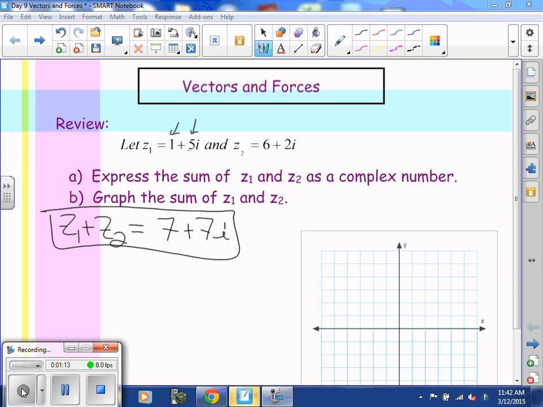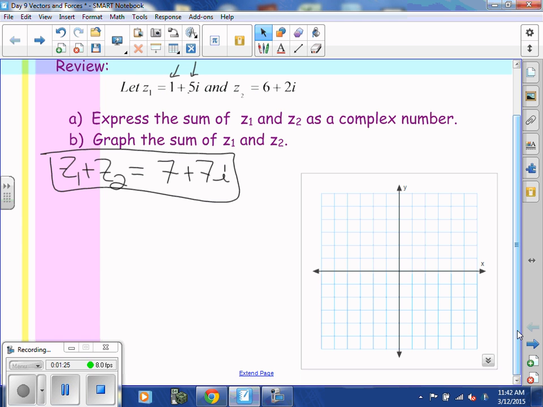Now, graph the sum, z1 and z2. That's what you have to do. Okay, so we've never graphed complex numbers before. We've only graphed real numbers. Real numbers get graphed on the x, y plane, called the coordinate plane or the Cartesian plane. There's no real y. Y rhymes with I. So now when you make your plane, this is called the Argand plane, A-R-G-A-N-D.